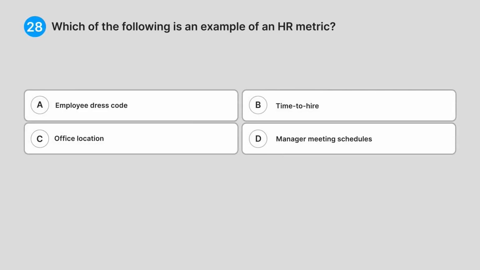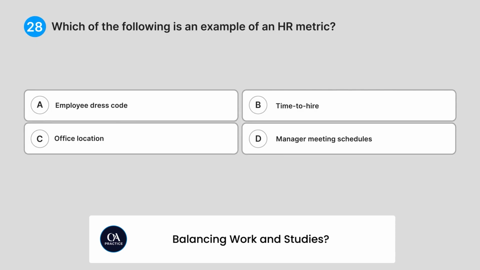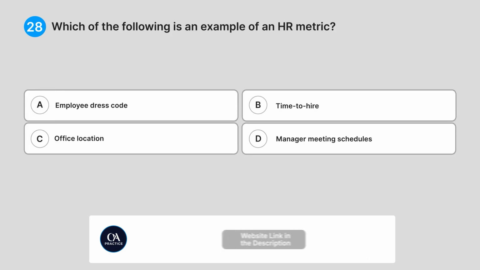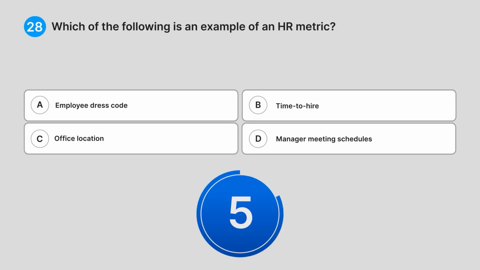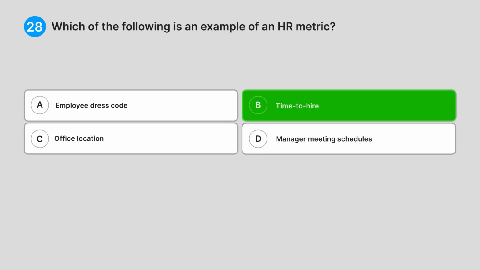28. Which of the following is an example of an HR metric? A. Employee dress code. B. Time to hire. C. Office location. D. Manager meeting schedules. Can you guess the answer? Correct answer B. Time to hire.